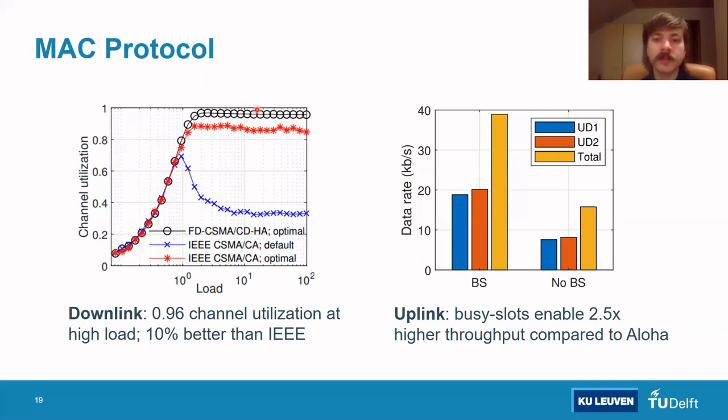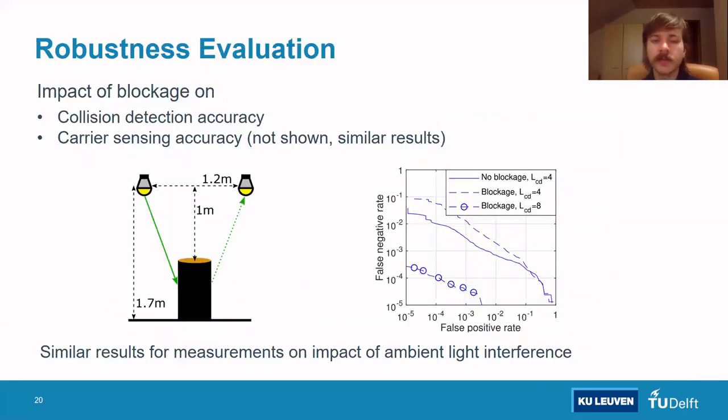The right figure compares the achieved data rate when 2 user devices are transmitting to a single AP in our experimental setup. As you can see, the busy slot mechanism increases uplink throughput by a factor 2.5. Finally, we wanted to study the robustness of our system. To evaluate the robustness, we measured the accuracy of the carrier sensing and collision detection mechanisms when there is a person standing between 2 access points. Since in this situation, the strength of the reflected floor signal between the 2 APs is weaker.